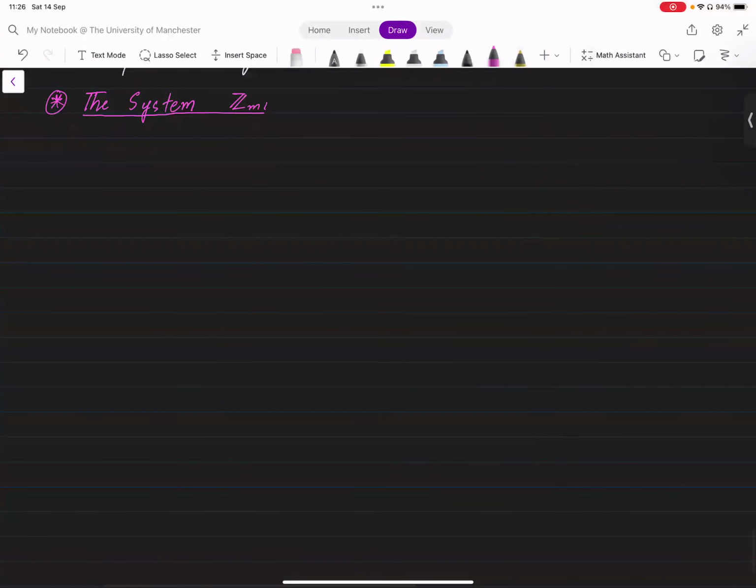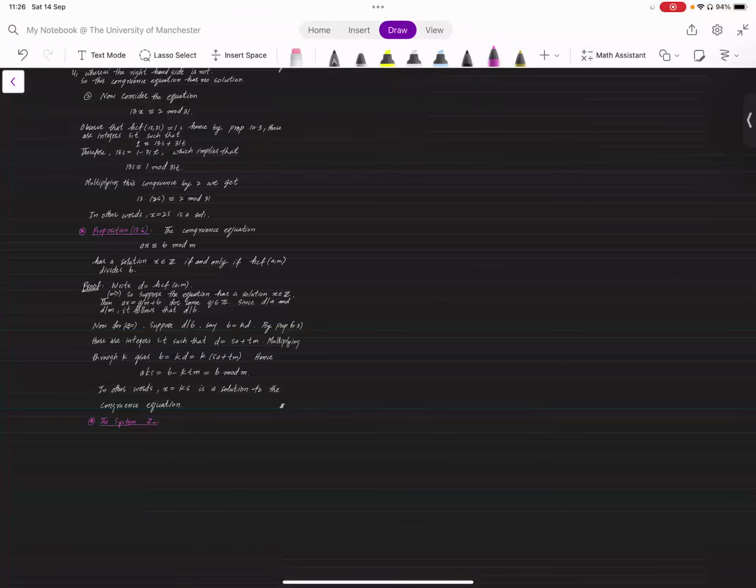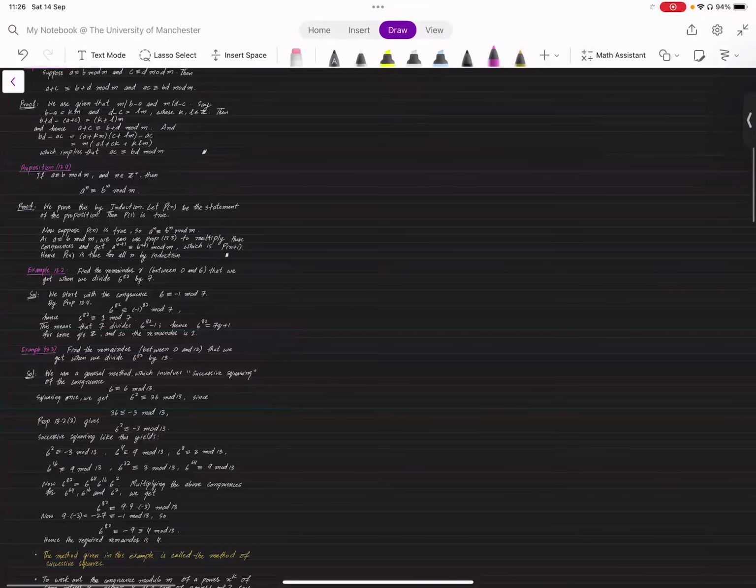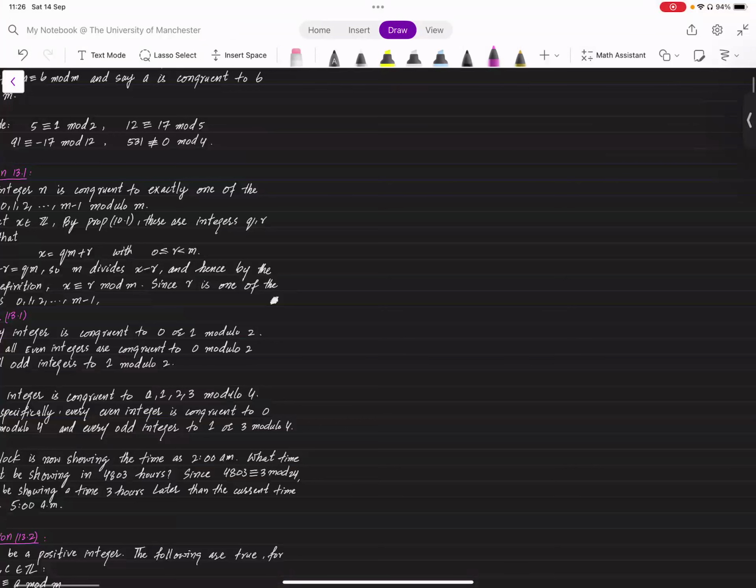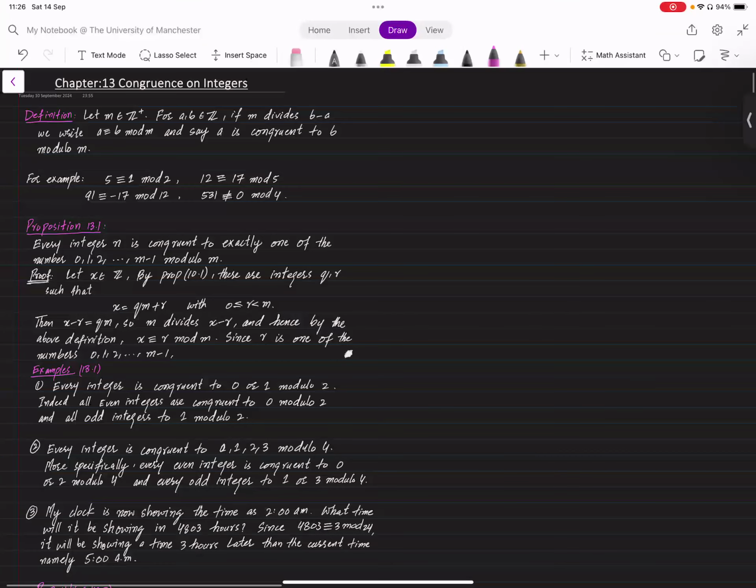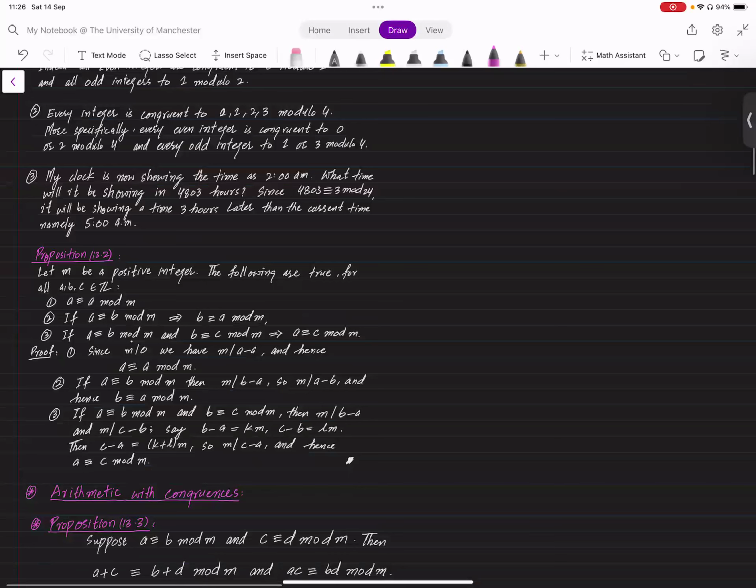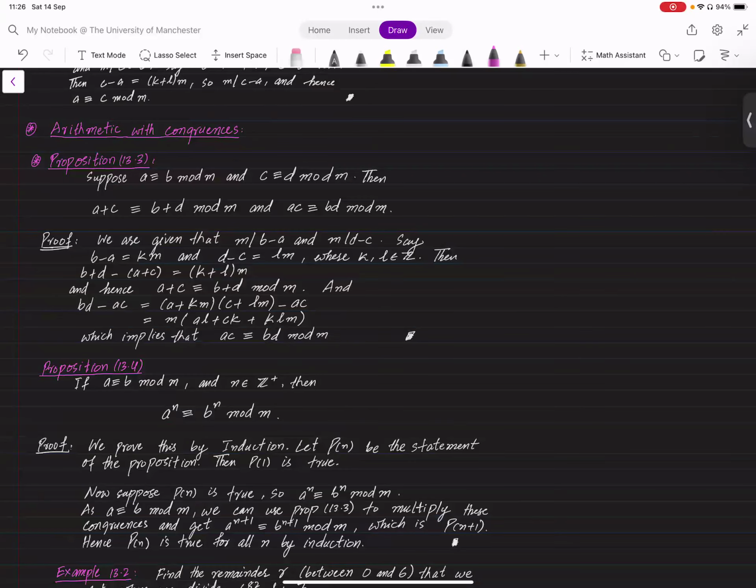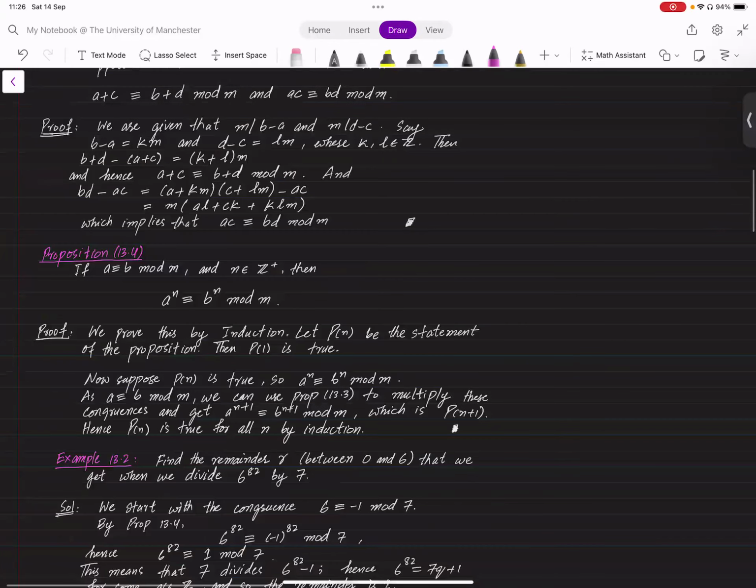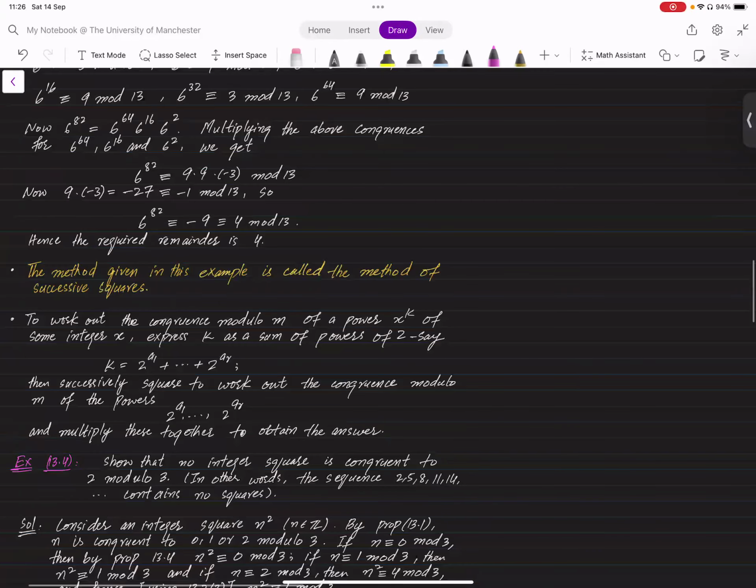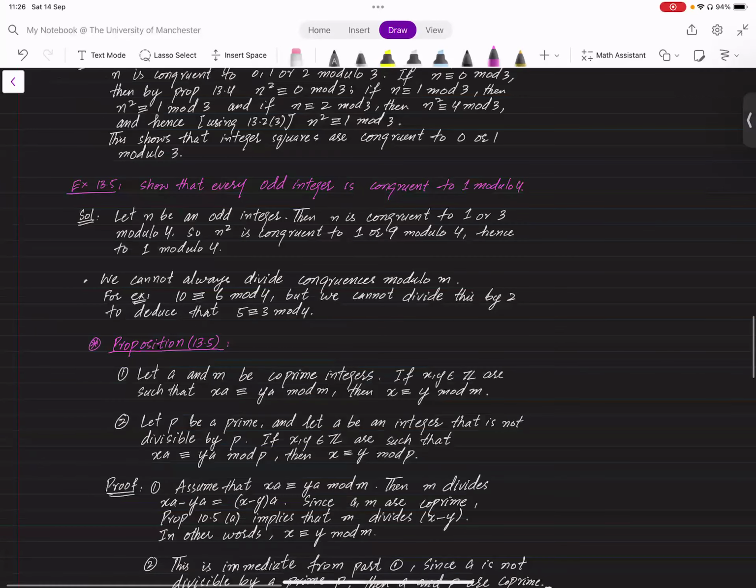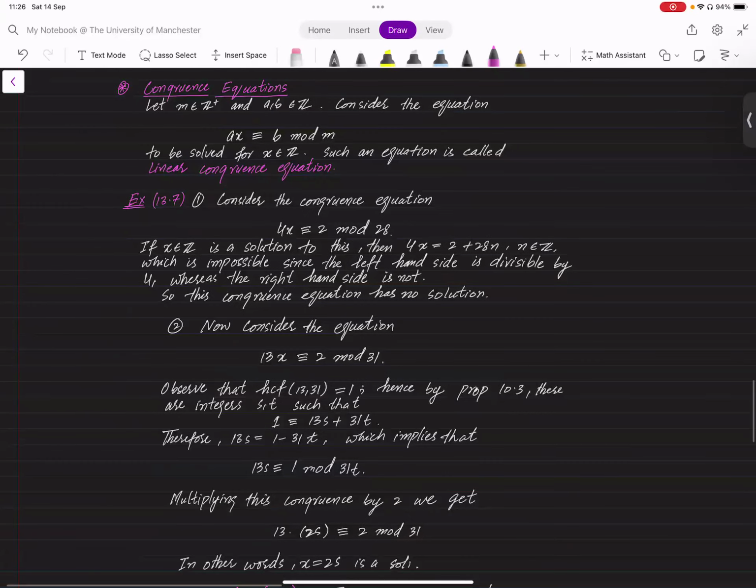Okay, so previously we were talking about the chapter congruences on integers. We've defined the congruences, then we have given some propositions, then we have talked about arithmetic with congruences, how we add and multiply them, and then we have defined the way to solve the congruence equations.